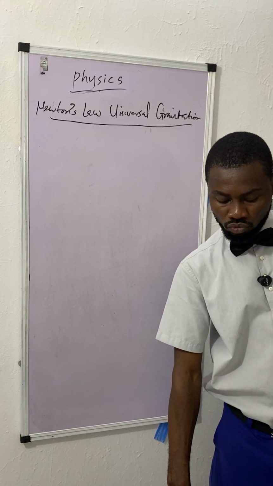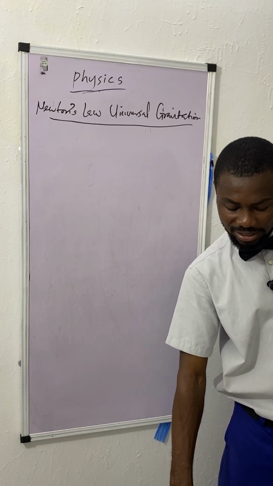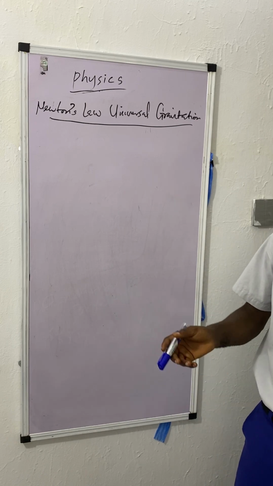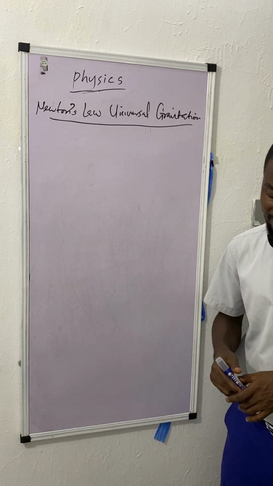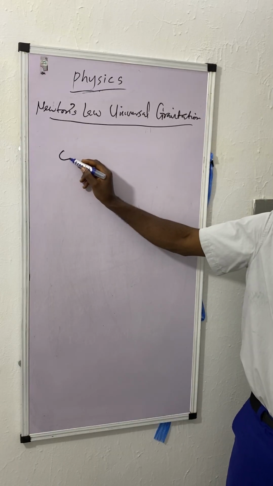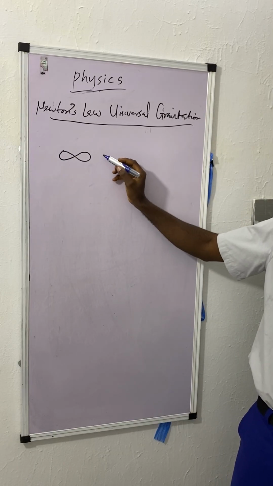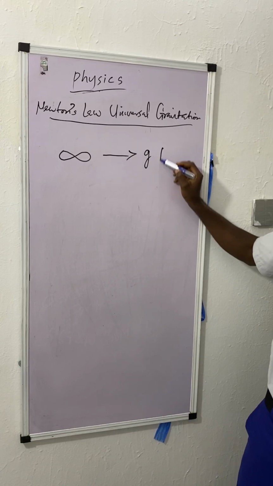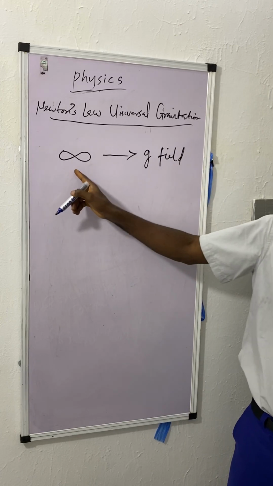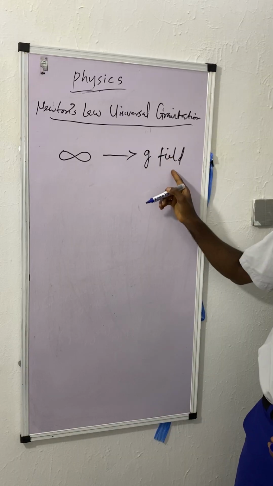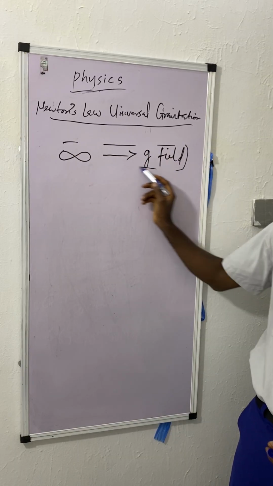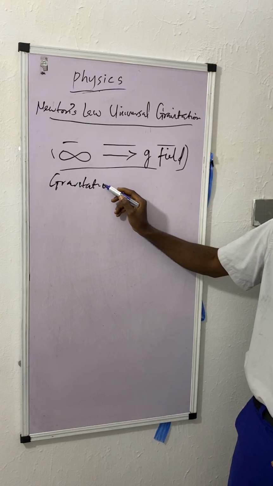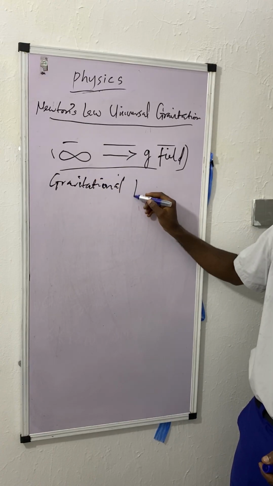Next we look at gravitational potential. Gravitational potential is the work done per unit mass that brings a body from infinity to a point in the gravitational field. This is known as gravitational potential.